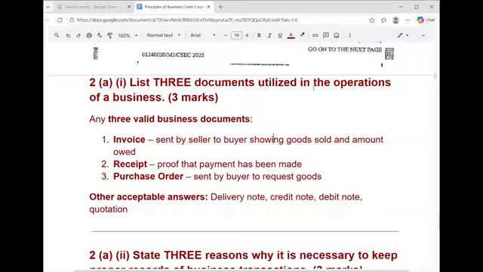Also, purchase order sent by buyer to request goods. So if someone wants to buy goods, let's say after they receive a quotation, they could send a purchase order requesting that they want to buy these goods.